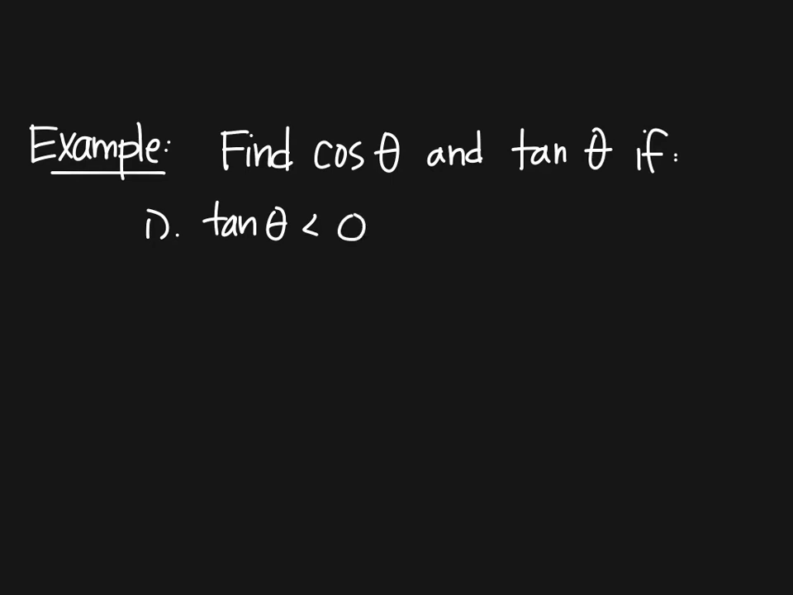If something is less than 0, what sign does it have? A negative. So this is basically telling us it's going to have a negative sign. That's the first clue we get. Clue 2, sine theta is 3/7. All right, so those are our clues. We have to use those clues to figure out what cosine theta and tan theta are, and we're going to use reference triangles to do it.